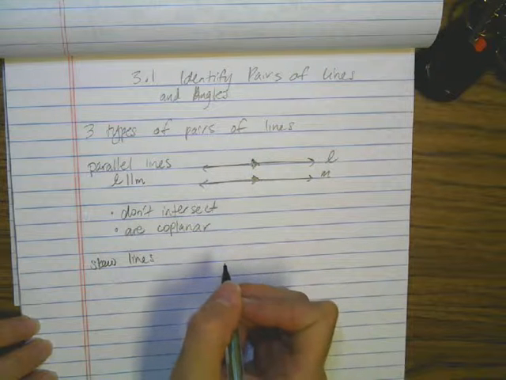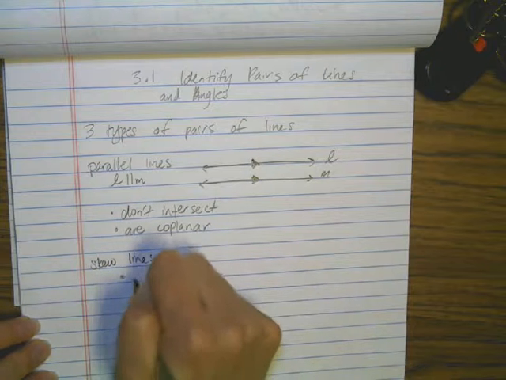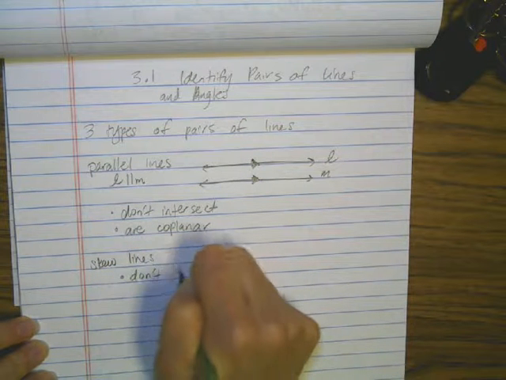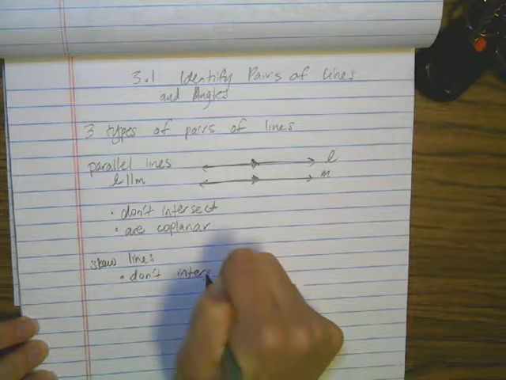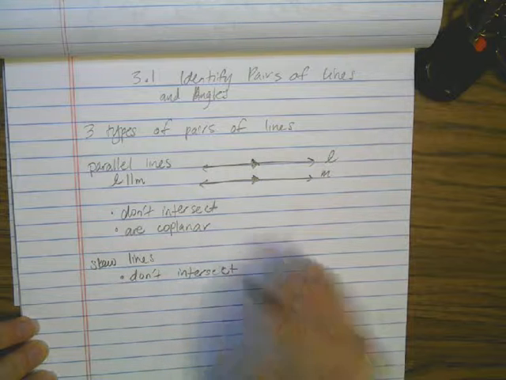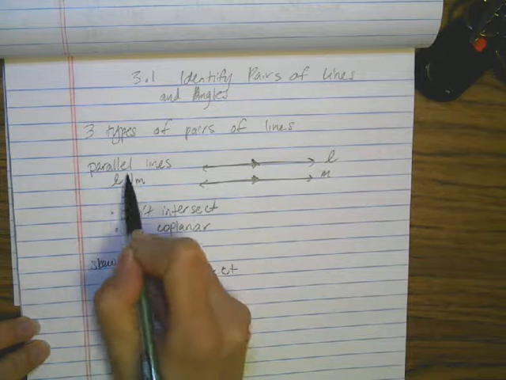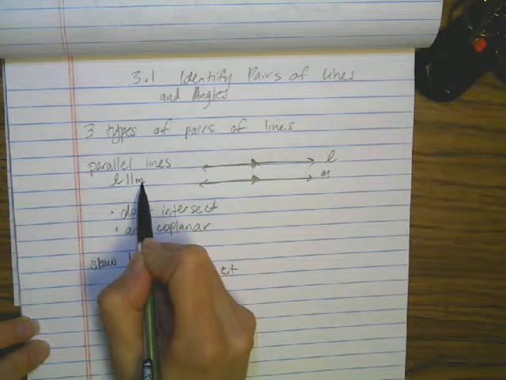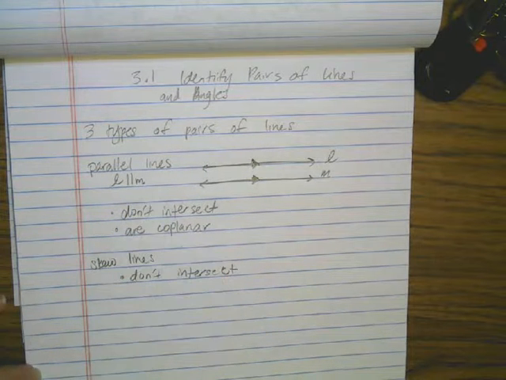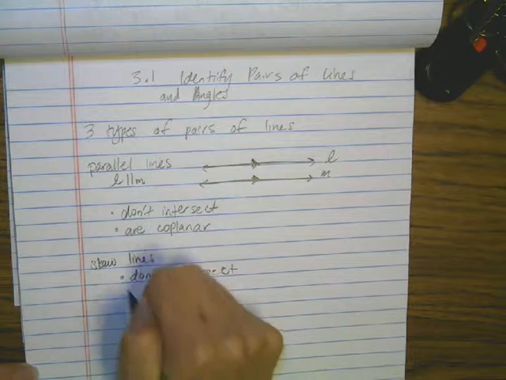Two lines are skew if they don't intersect. Does that say 11 meters? No, it says L is parallel to M. That's the sign for parallel. Two lines are skew if they don't intersect and if they are not coplanar.